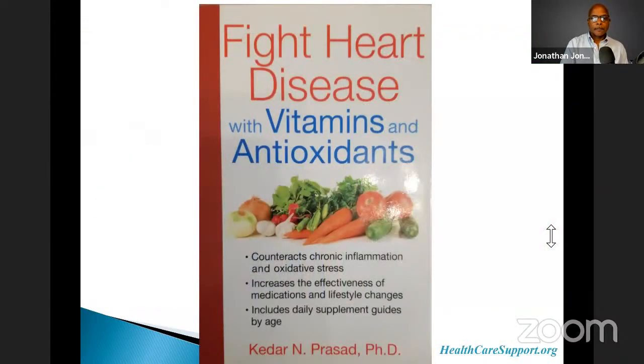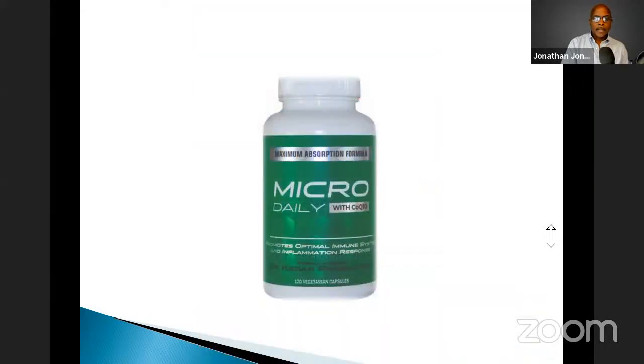And one of his books is Fight Heart Disease with Vitamins and Antioxidants. So there's a direct connection between specific high doses of antioxidants that has the tremendous benefit to the heart. And this is the formula that Dr. Prasad has produced. Originally, this was called military micronutrient formulas because it was originally formulated for the military. So the government ponied up somewhere in around $24 million to do the research on it.